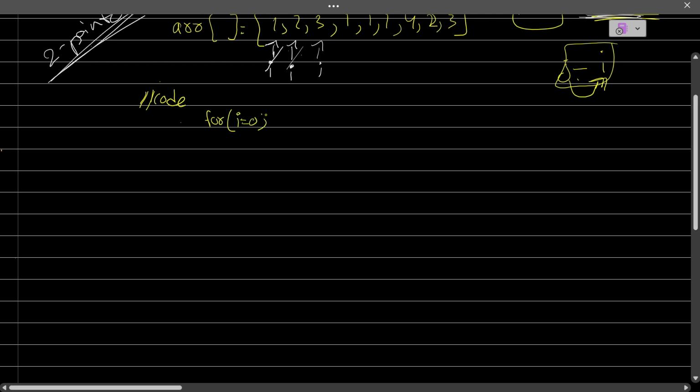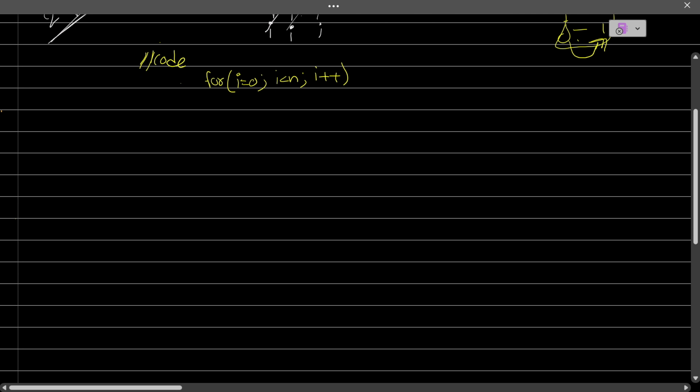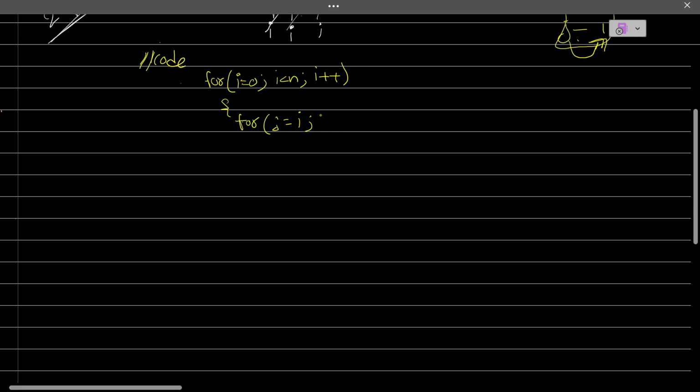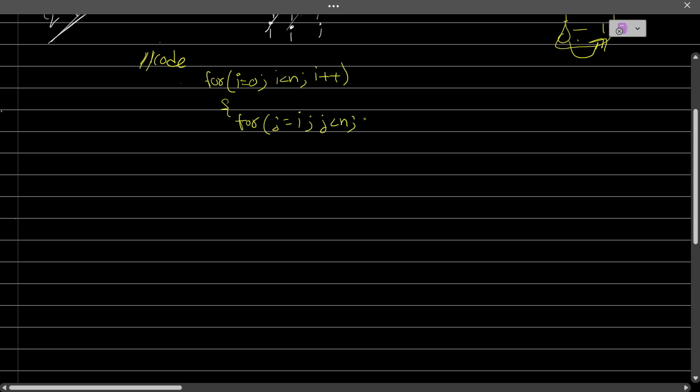I say I equals 0, I is less than n, and I plus plus. So this is the outer loop. Now I'm going to write an inner loop. I say for j equals I, because J always starts from the I pointer, j is less than n, then j plus plus.